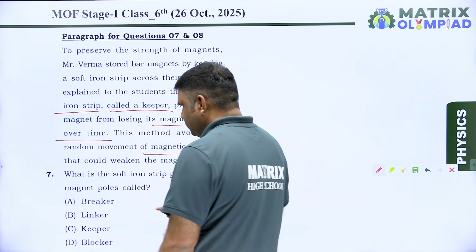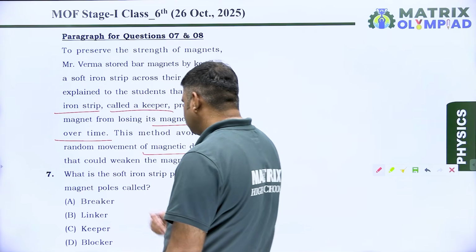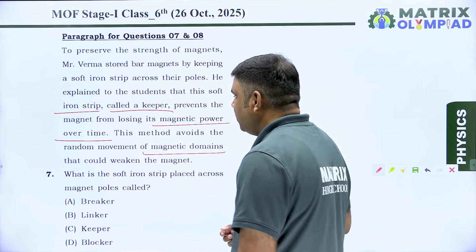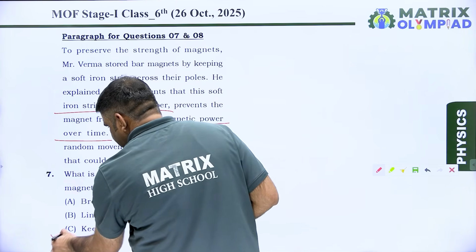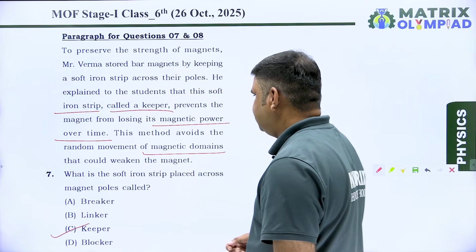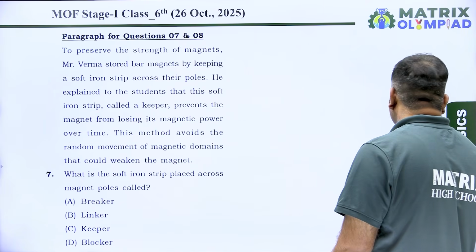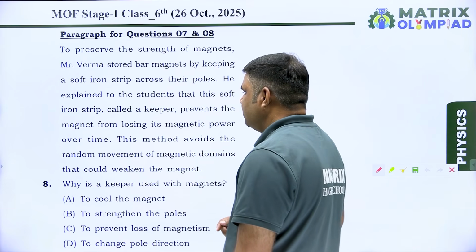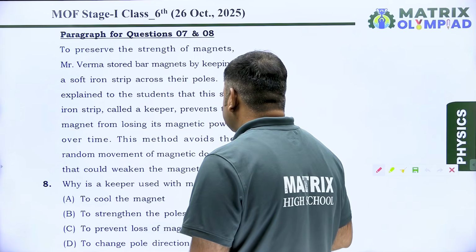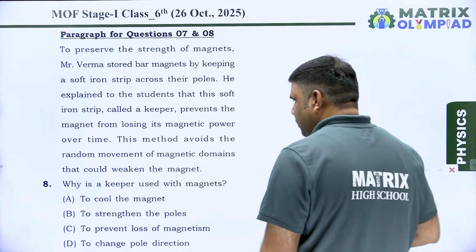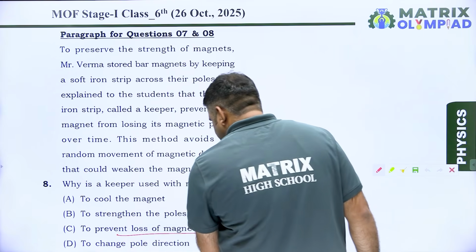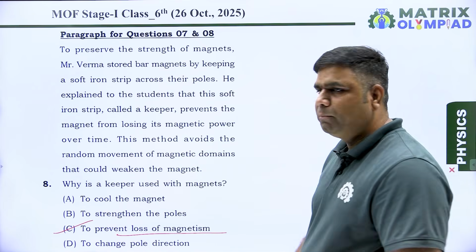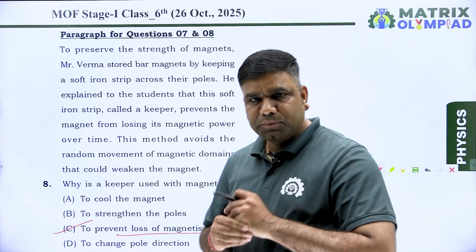Now question number 7. What is the soft iron strap placed across the magnet poles called? Keepers. So our correct answer will be option C. Move to the next question. Question number 8 is, why is a keeper used on magnets? Because it prevents them from losing their magnetism. So our correct answer of question number 8 will be option C.